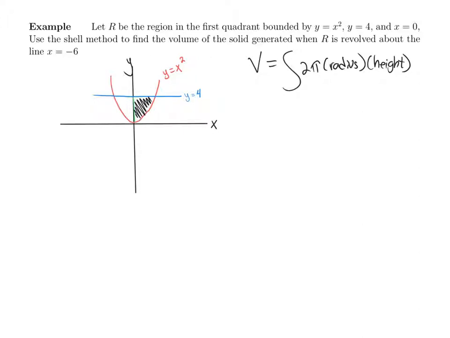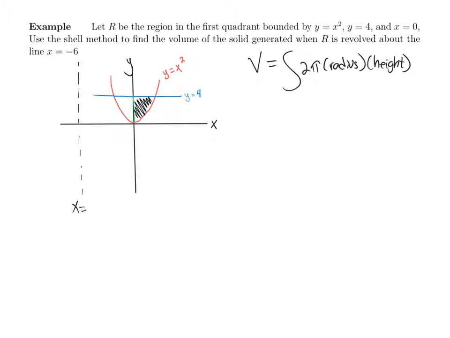So for this example, we're going to have R be the region in the first quadrant bounded by y equals x squared, which I have graphed here, y equals 4, and x equals 0. And since it's the first quadrant, that's why it's the one here on the right. That's the region in question. And we're going to use the shell method to find the volume of the solid generated when this region R is revolved around the line x equals -6.